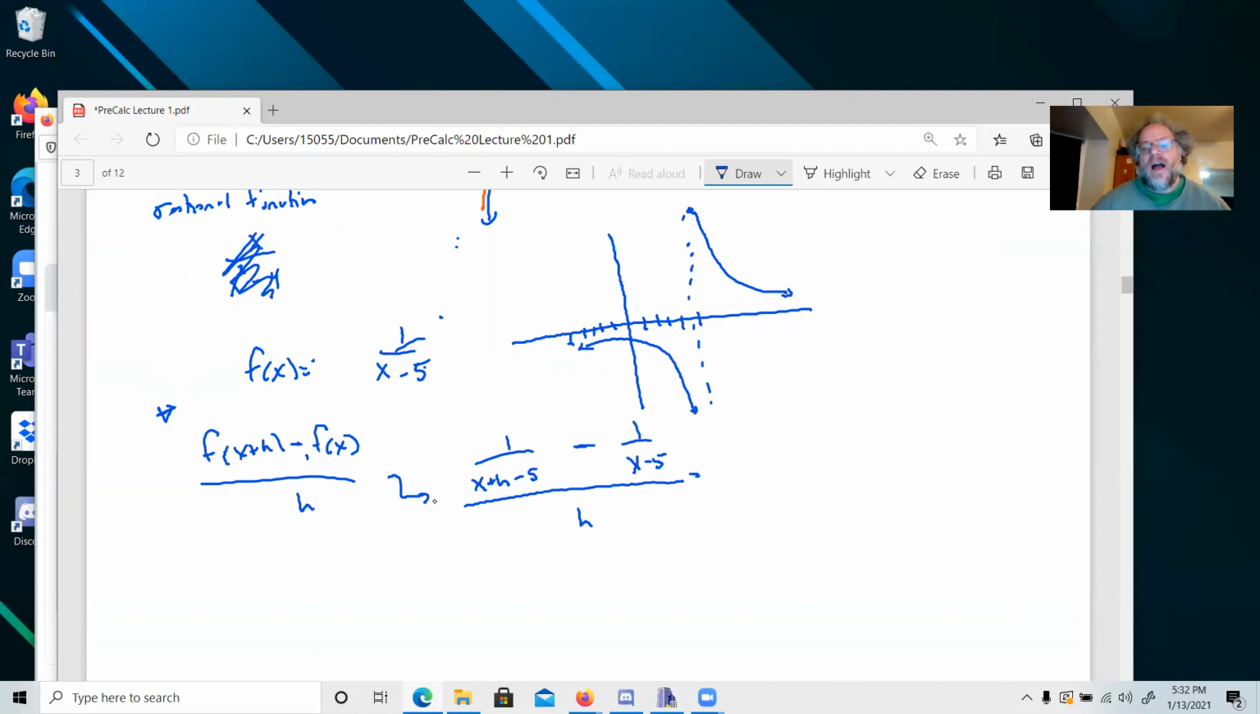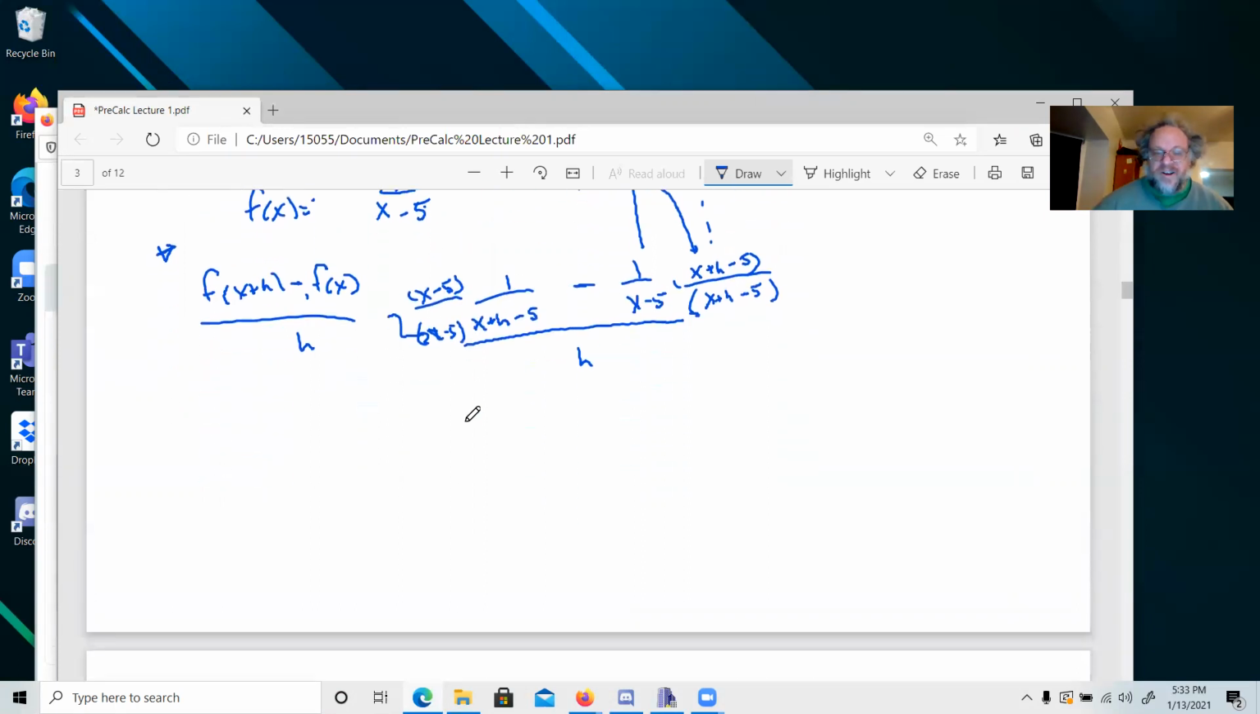So how do we deal with two fractions? How did we deal with two fractions in the first example? We got a common denominator. So what we're going to have to do here is x plus h minus 5, x plus h minus 5. And then what do we do over here? X minus 5, x minus 5. So let's go through the joy of figuring out two fractions here. So the top here, x minus 5. The bottom, x minus 5, x plus h minus 5. What did I tell you about multiplying these out? Not to do it.